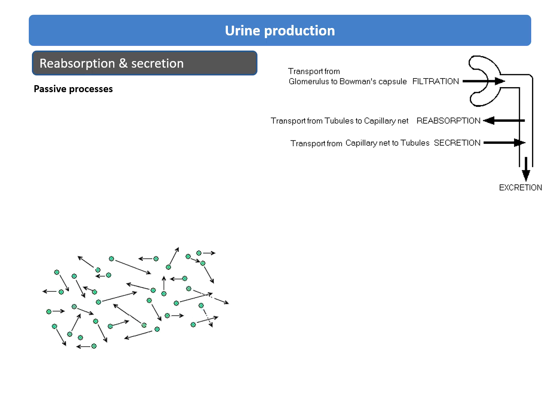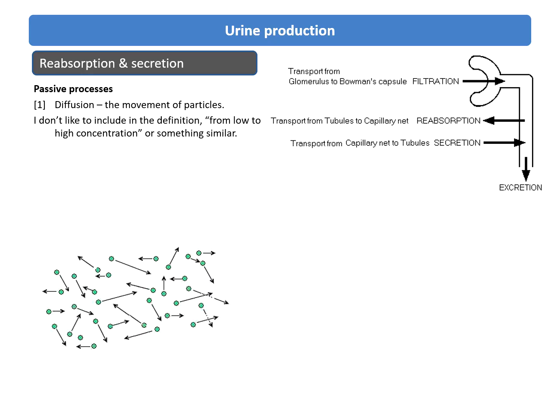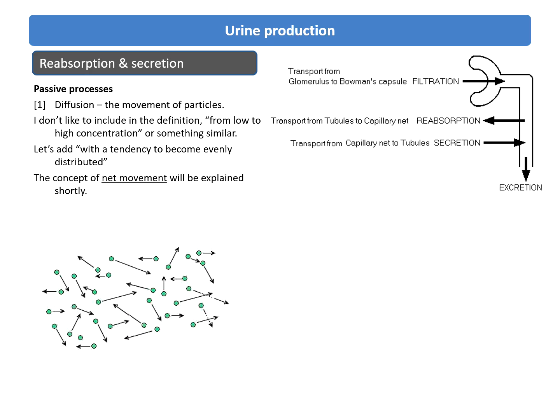Let's look at the first of the passive processes. This is diffusion, the movement of particles. I don't like to include in the definition from low to high concentration or something similar. Let's add, however, with a tendency to become evenly distributed. The concept of net movement will be explained shortly.